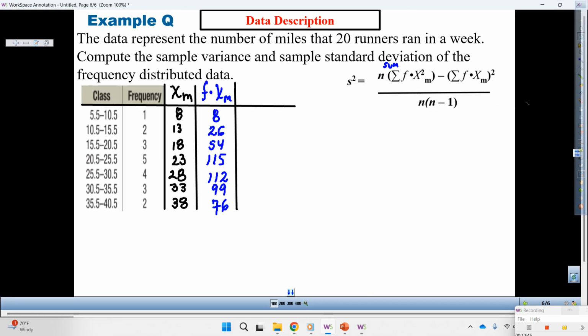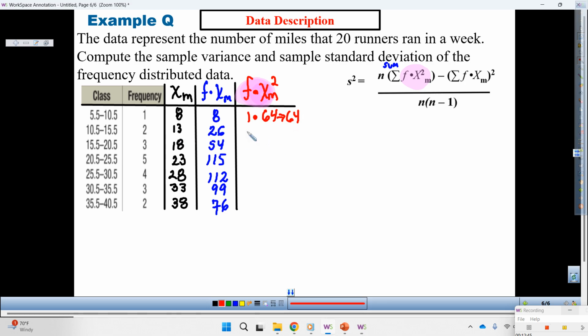All right, so let's do this together. Y'all ready? Here we go. Let's do frequency times midpoint squared. I'm going to label that in pink. If you want, circle it in red. And we're going to do that right here. So I want you to label frequency times x sub m squared. All right, so let's write it out. Frequency is 1 times, what is 8 squared? 8 squared is 64. So that gives us 64.